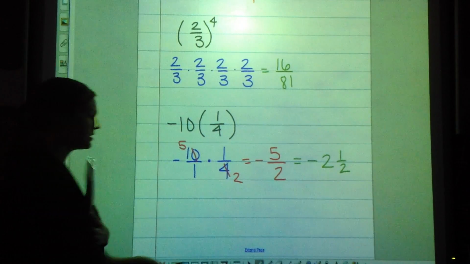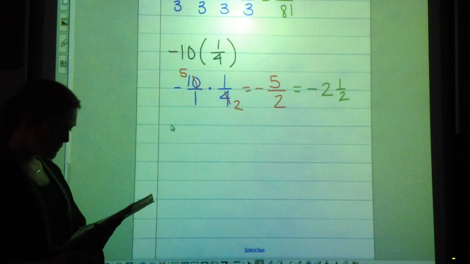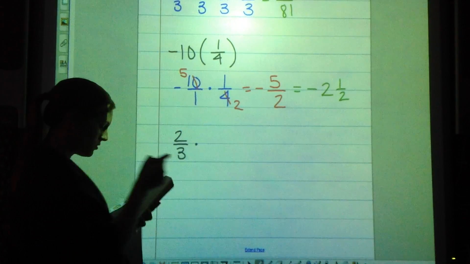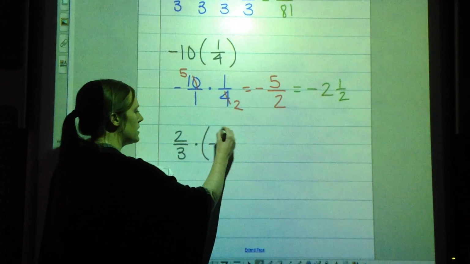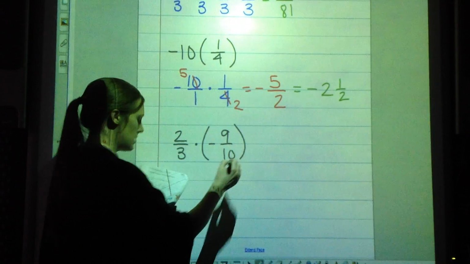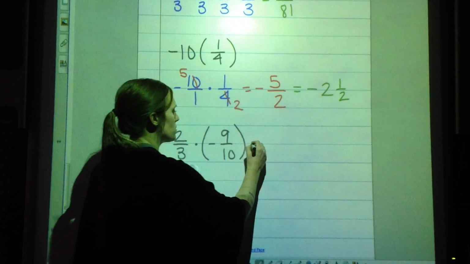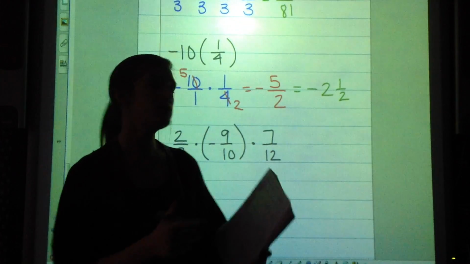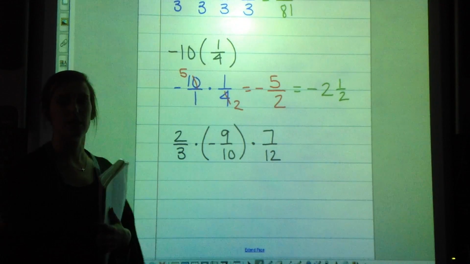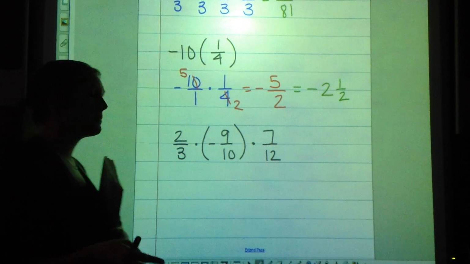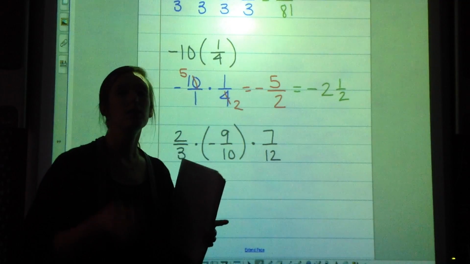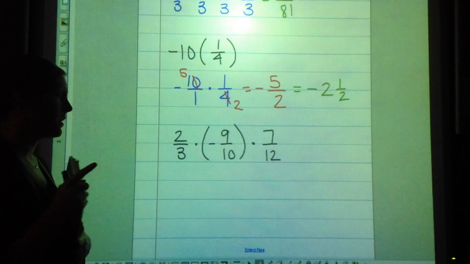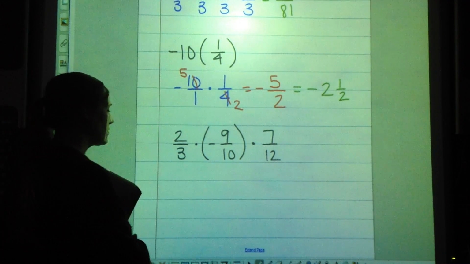Last problem right here. You are going to be multiplying 3 fractions together. 2/3 times a negative 9/10 times 7/12. You have options here. You can multiply all 3 numerators, 2 times 9 times 7 together, and then multiply the denominators together, get a really big answer, and then you're going to have to reduce. I suggest trying to reduce right away. Cross-reduce, that's the only thing you have to think about.